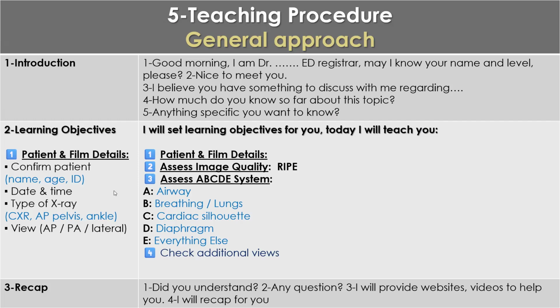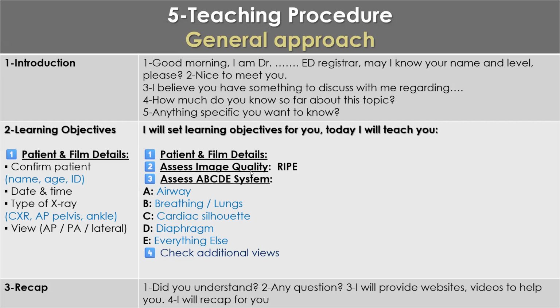Then patient and film details, mention them quickly. So you can say accuracy, it means you should find name, age, ID, date and time, check type of X-ray, and the view. Is it AP or PA or lateral? If anything is missed, it means not accurate. Easy, done, quickly like that.